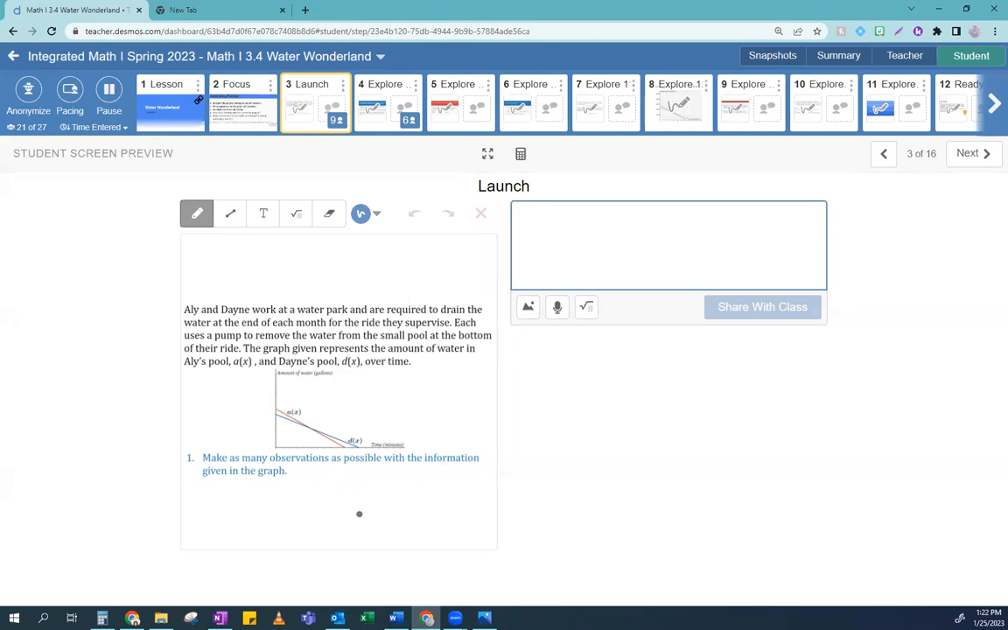Exactly. Smaller pump, slower pump. I don't know. Maybe something was clogged in the pump. I don't know. Something happened there.